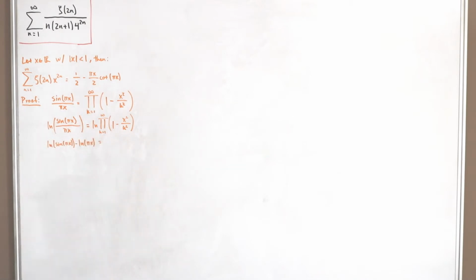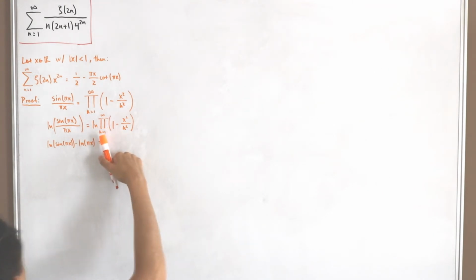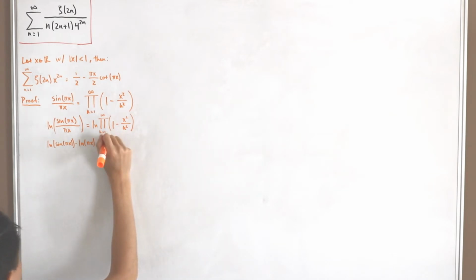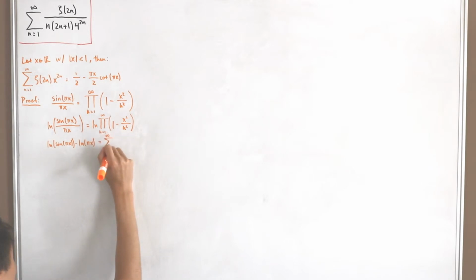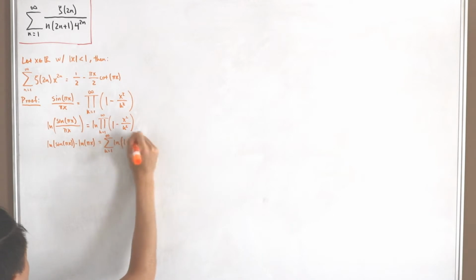And then on the right hand side, we can use the continuity of logarithms to rewrite the product instead as a summation, an infinite series. Therefore we have the infinite sum going from k equal to 1 of the natural log of 1 minus x squared divided by k squared.